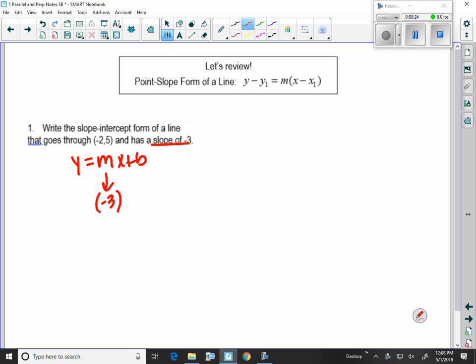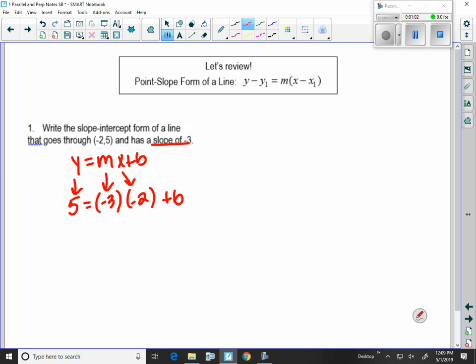No. But we do have a point. Okay, we have a point -2, 5. Can I use that in my equation? Sure. Where am I going to plug in the -2? For x, right? Because this is like an x, y point. So then for y, I'm going to plug in 5. Okay, so I will have 5 equals slope times x, -2, and then I still have my plus b.